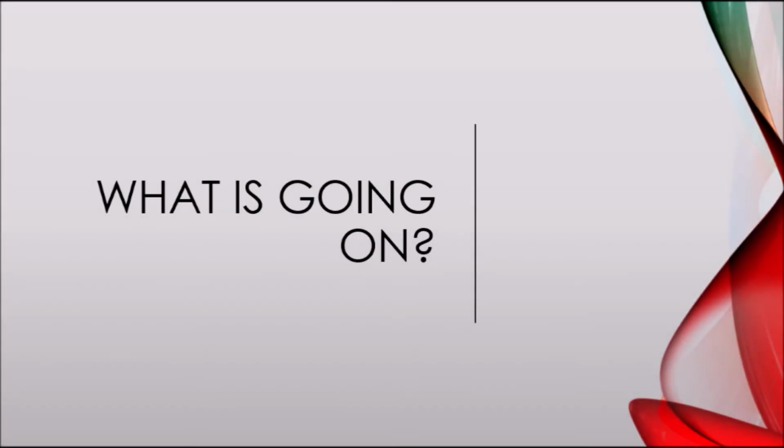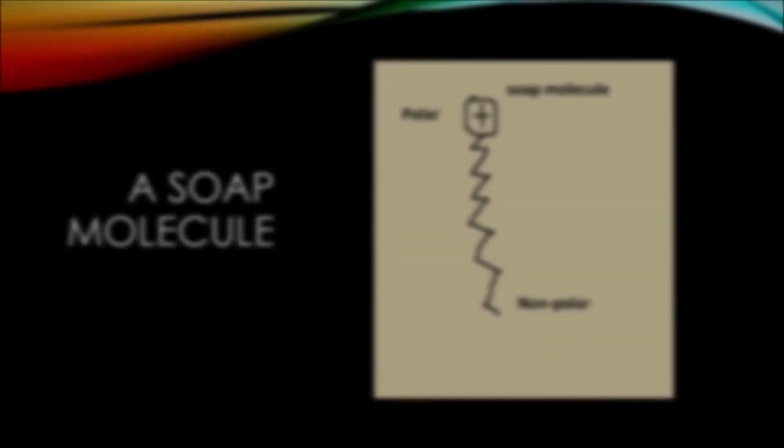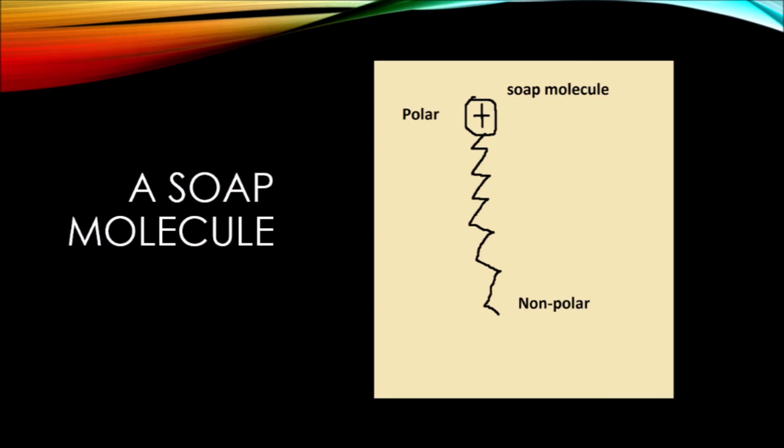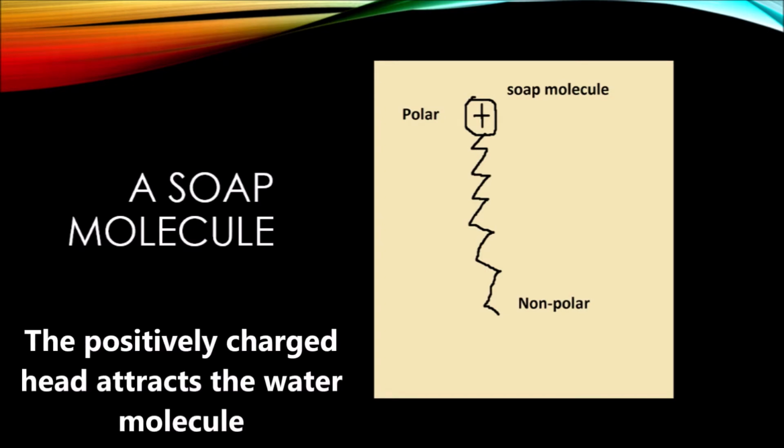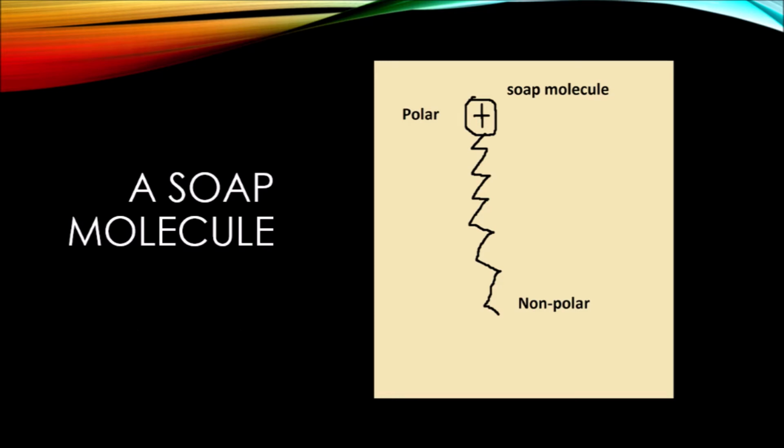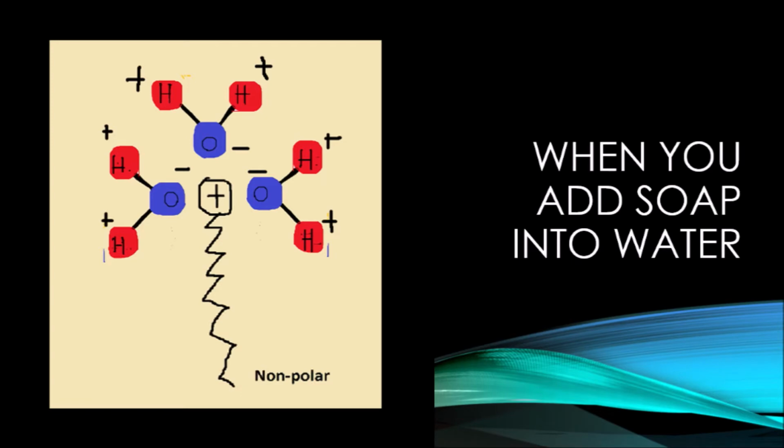So, what happens when you add soap into water? Soap molecules consist of a charged polar head and a long non-polar tail. This polar head is positively charged and attracts a negatively charged oxygen atom in the water molecule. When soap is added into water, the water molecules will be attracted to the soap molecules. This causes the network of hydrogen bonds to be destroyed.